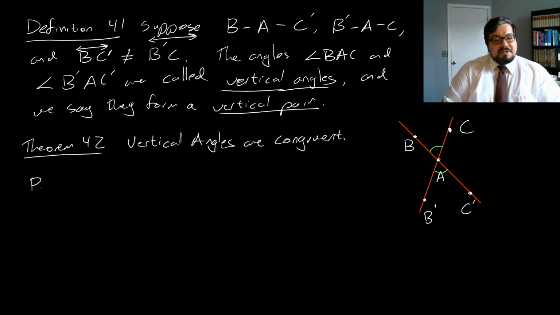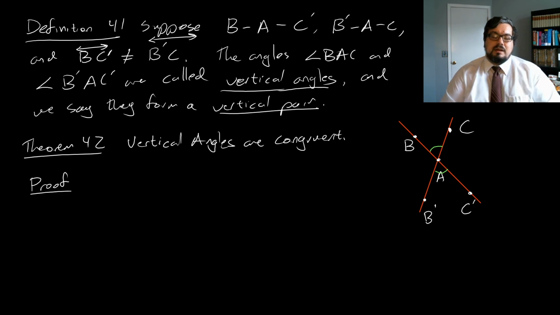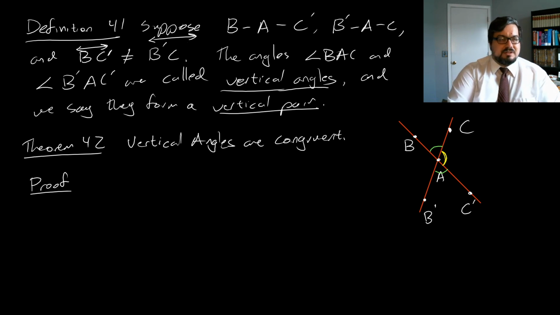So the proof for this, which I won't write out in full detail, compares the two angles that we care about, BAC and B prime AC, to another angle that basically sits between them. Notice that the angle CAC prime forms a linear pair with both of the green angles, or with each of the green angles, I should say.